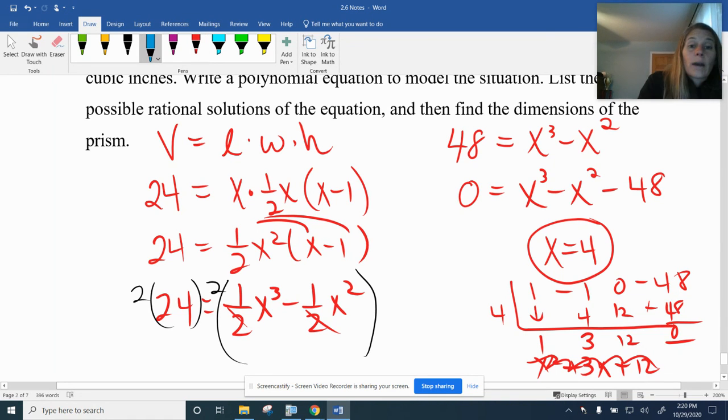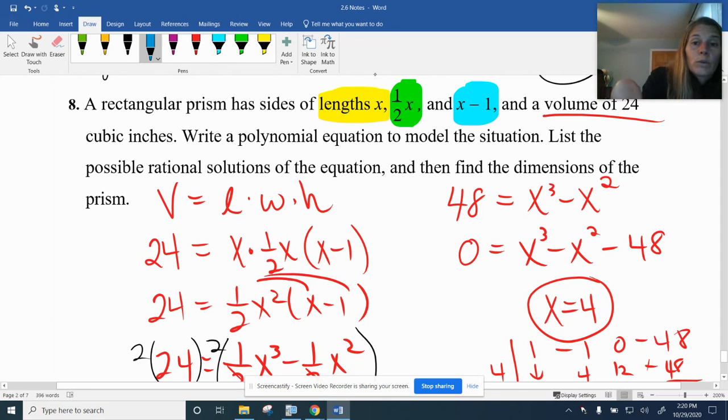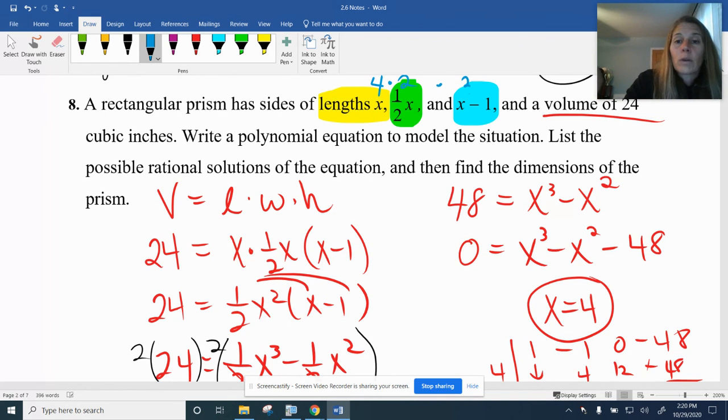So now I can just go ahead and find my 3 dimensions. The first one would obviously be 4 for that x. Half of 4 is 2, so that would be the second dimension, and then the third one, 4 minus 1, would be 3. So 4 by 2 by 3.